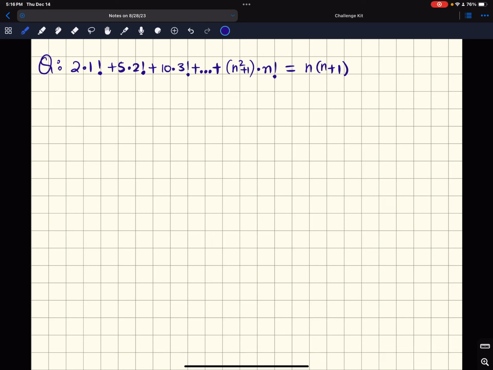Hello everyone, so today we're going to learn how to solve this question. We will do this question by induction, and let's see how we could do that. Okay, so first we have to prove this by induction.